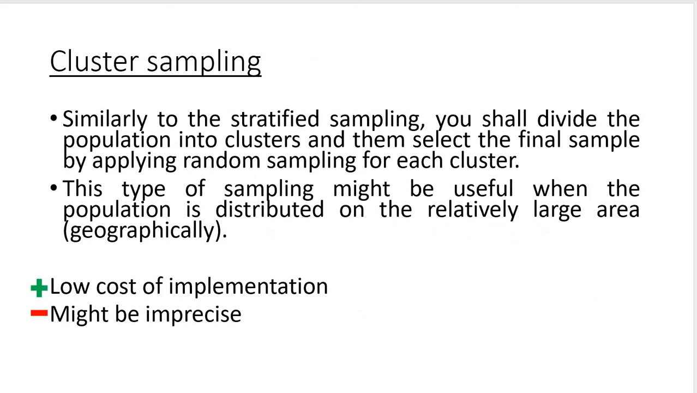Another option is cluster sampling. So here, similarly to stratified sampling, you divide population into clusters and then you select the final sample using simple random sampling in each cluster. So this type of sampling is usually applied when you have extremely geographically diversified population. So then it might be more convenient for you to split the entire area into some clusters and then pick people or observations from those clusters.